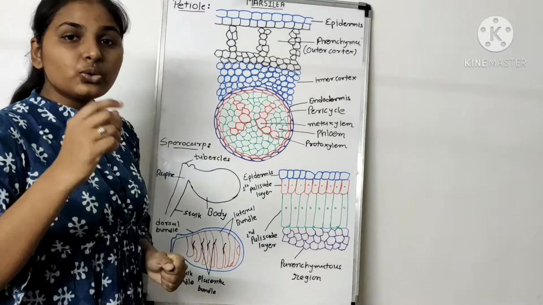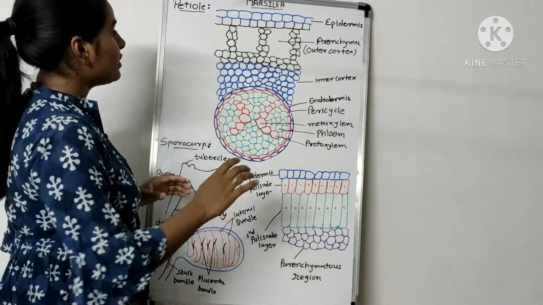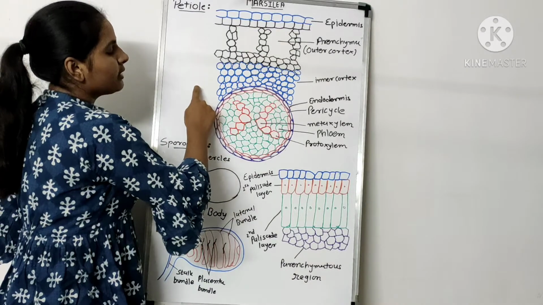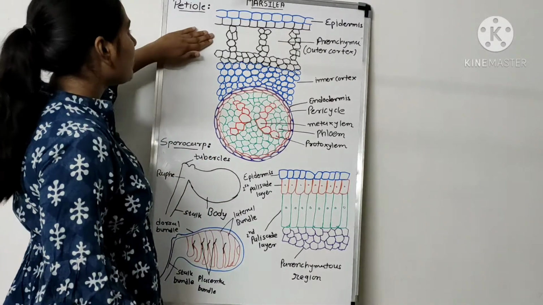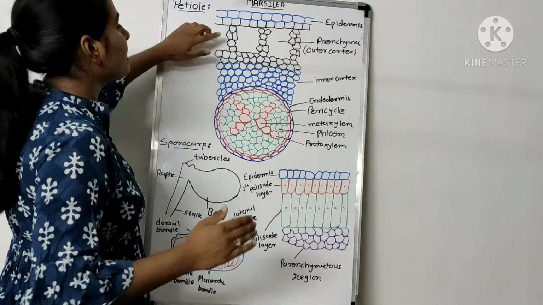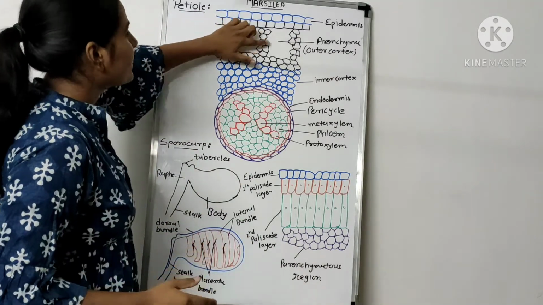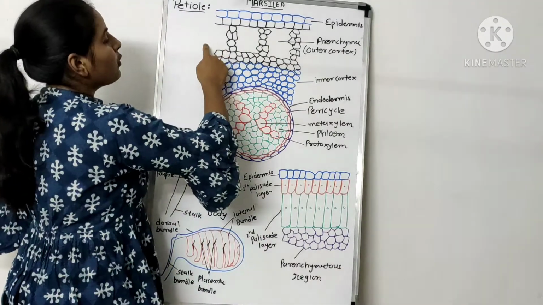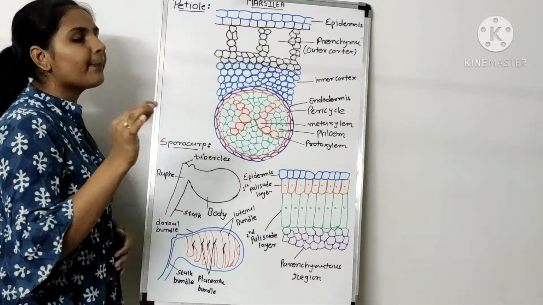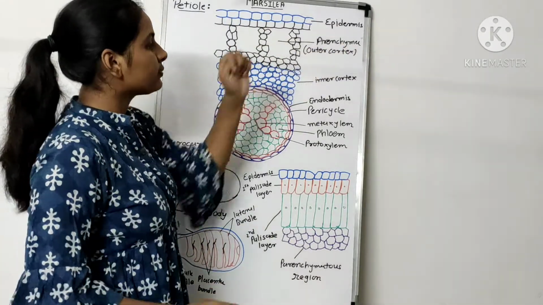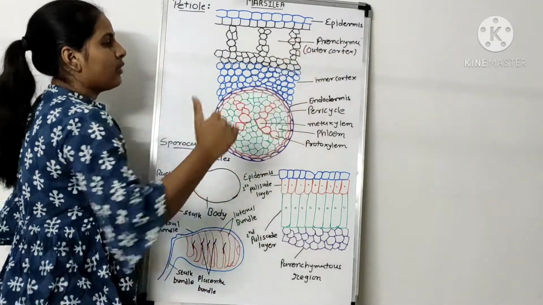The cortex is differentiated into two regions: first the outer cortex and second the inner cortex. The outer cortex has many air spaces, and the air spaces are divided by septa. These are called septa. Because of the many air spaces, this outer cortex is known as the aerenchyma, and also known as the outer cortex.